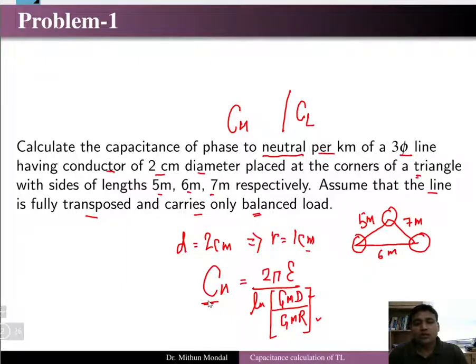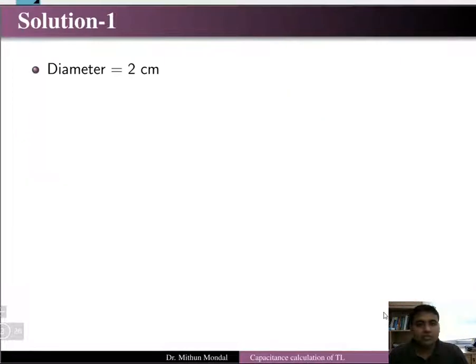If we have obtained the GMD and GMR, then we can calculate what is the capacitance with respect to neutral. Here one thing we have to keep in mind, that in inductance calculation we have used R dash, which is the fictitious radius of the conductor. Now we don't use R dash in case of capacitance. We use simply R in case of capacitance. So these mistakes should not be done. Now let us see the solution.